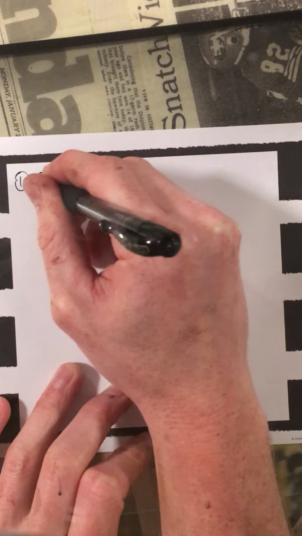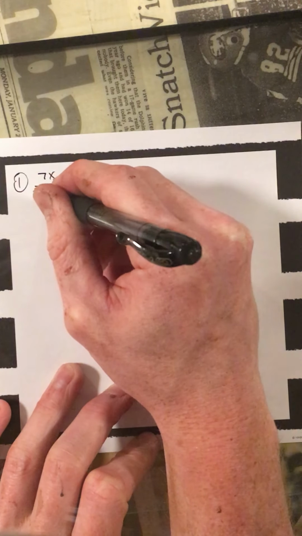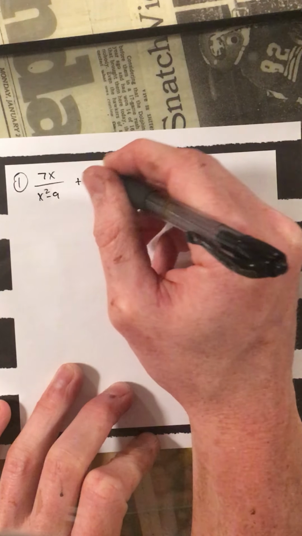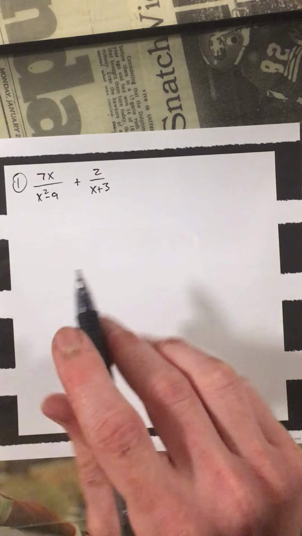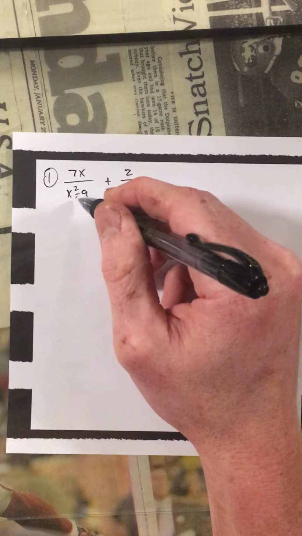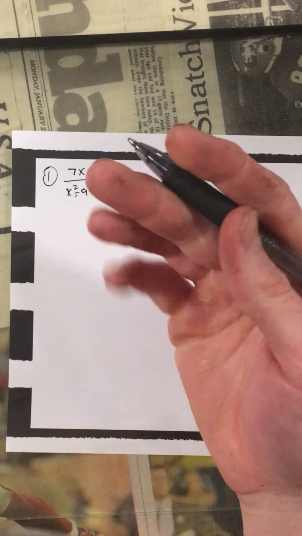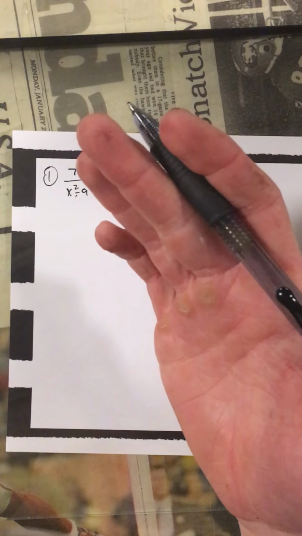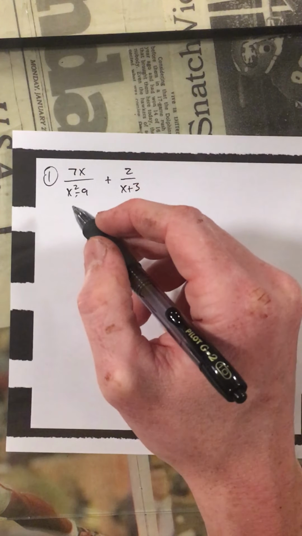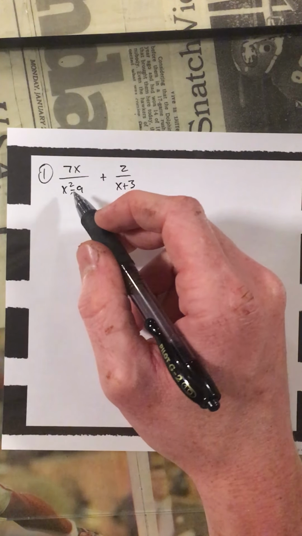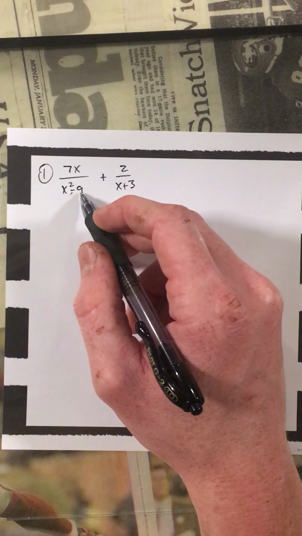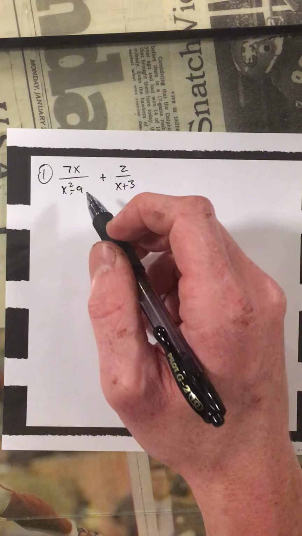So 7x over x squared minus 9 plus 2 over x plus 3. Difference of squares. That's what we're talking about here, that x squared minus 9. So the difference of squares, I don't have a middle term. What's the quadratic form there? x squared plus bx plus c. I don't have a bx here, I just don't see it. It's 0. So when I go to factor this, I need factors of negative 9 that add up to 0.